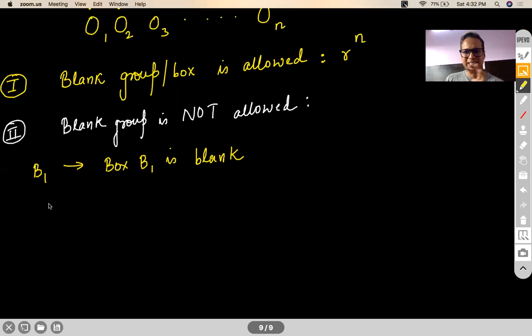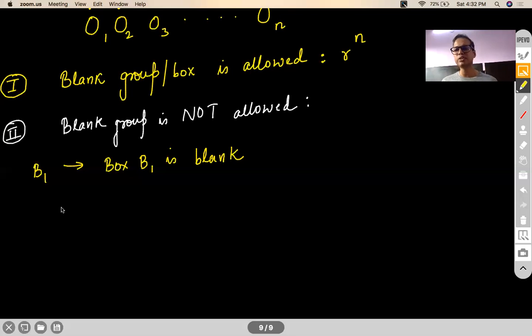Let's say B1 is a set where I'm trying to put all those cases where box B1 is blank. Now tell me, if box B1 is blank, how many ways can I distribute these n objects to the remaining r minus 1 boxes? Now, I'm not trying to say that other boxes may not be blank. Other boxes may or may not be blank. That is not my concern. My concern is B1 is definitely blank.